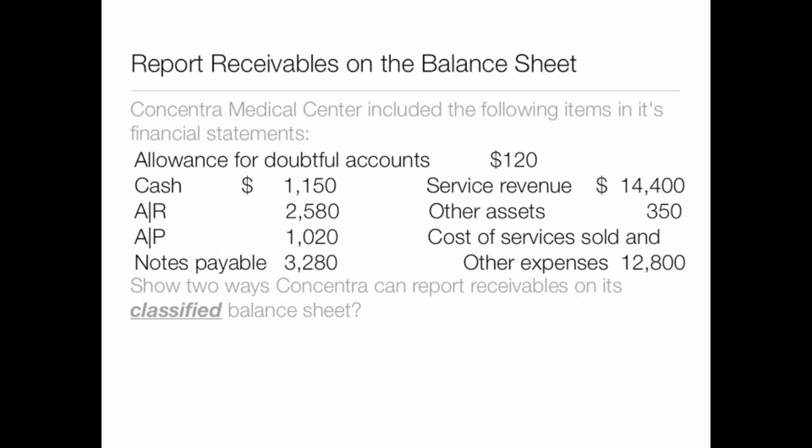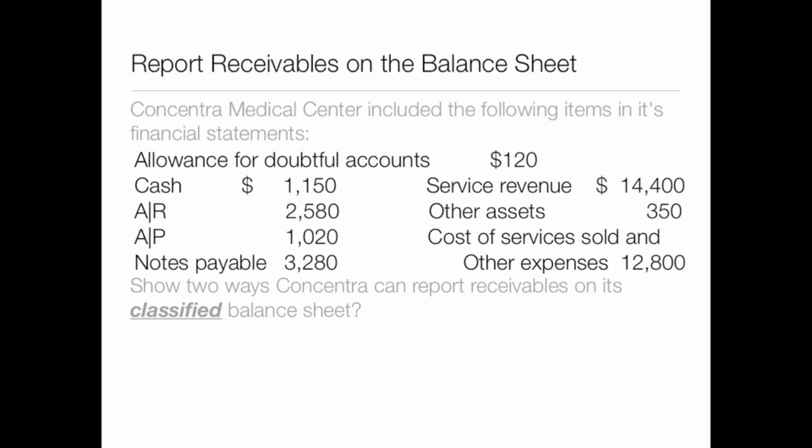Concentra Medical Center included the following items in its financial statements. They had allowance for doubtful accounts of $120, cash of $1,150, accounts receivable $2,580, accounts payable $1,020, notes payable $3,280, service revenue $14,400, other assets $350, and cost of services sold and other expenses of $12,800. And we're going to show two ways Concentra can report receivables on its classified balance sheet. Remember what a classified balance sheet is. It's when we classify our assets and our liabilities as either current or long-term.